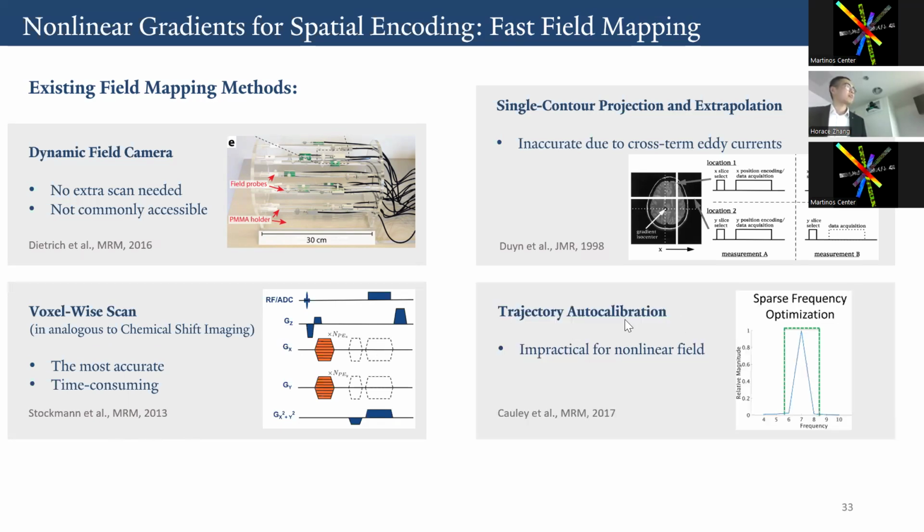Also, I would like to mention another method, trajectory auto-calibration, also developed by Stephen Cauley at MGH. It uses the prior knowledge of the sparse frequency distribution of the Wave PSF. But it's impractical for the nonlinear field because we have to do this optimization for every single voxel, and that is not computationally acceptable. That's why we need to develop an efficient mapping of the dynamic nonlinear field.